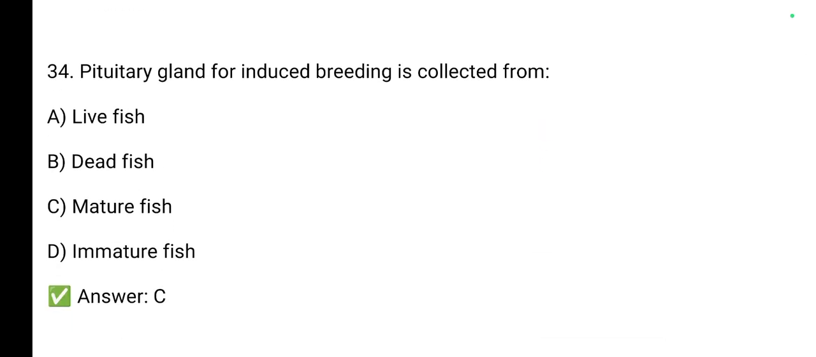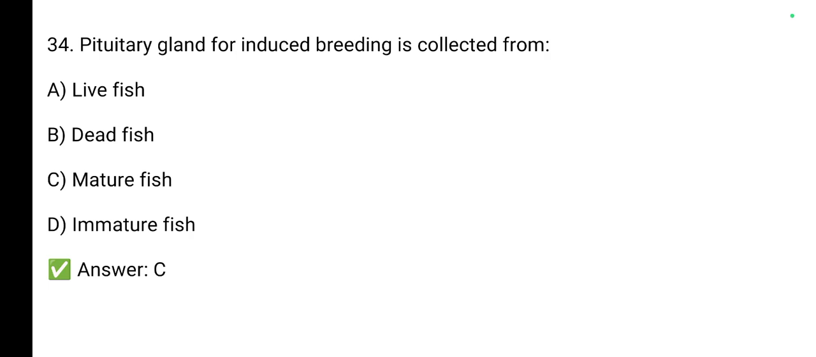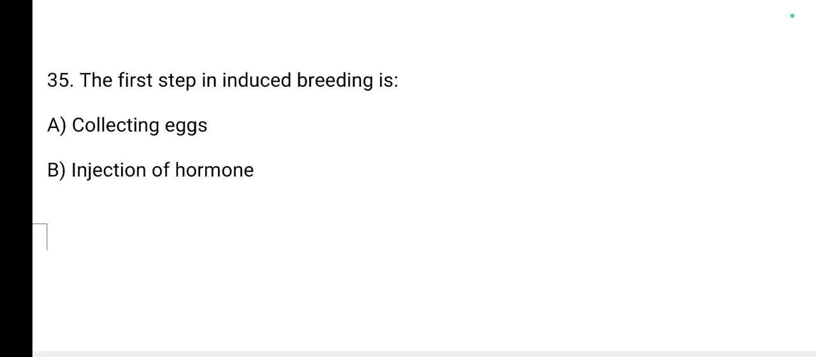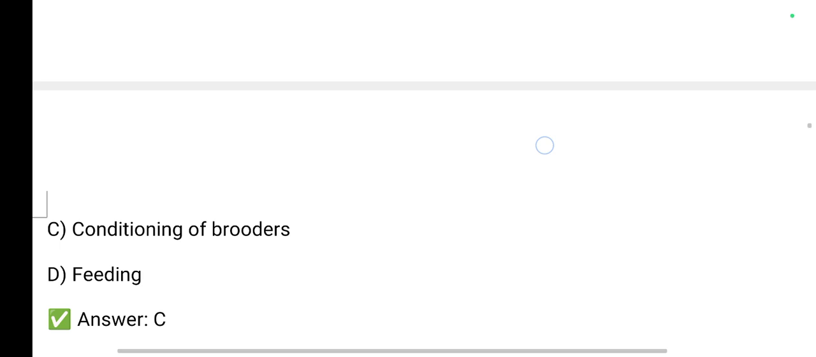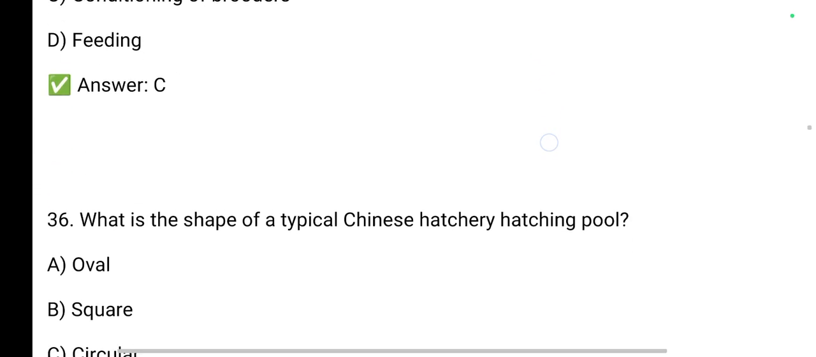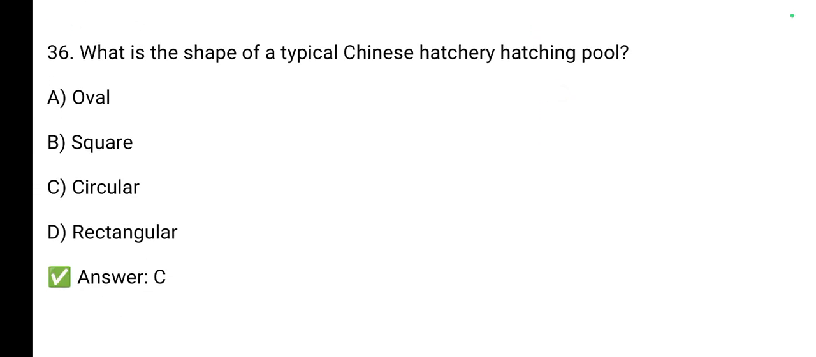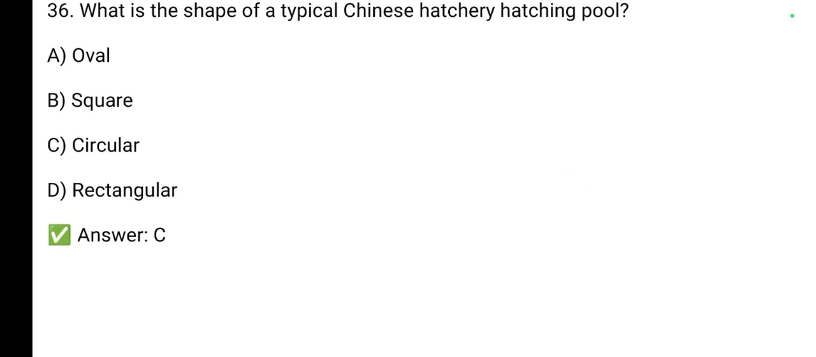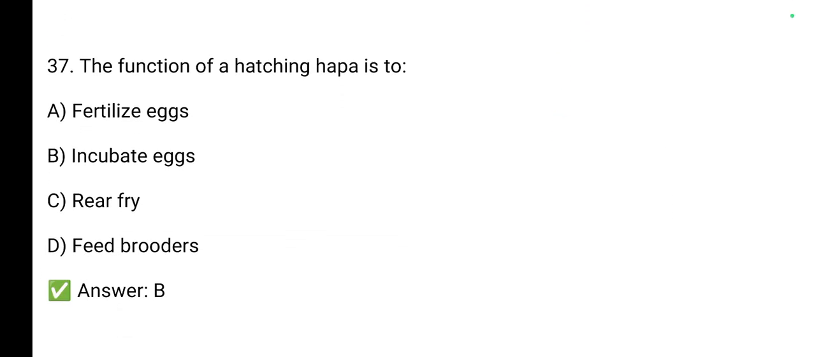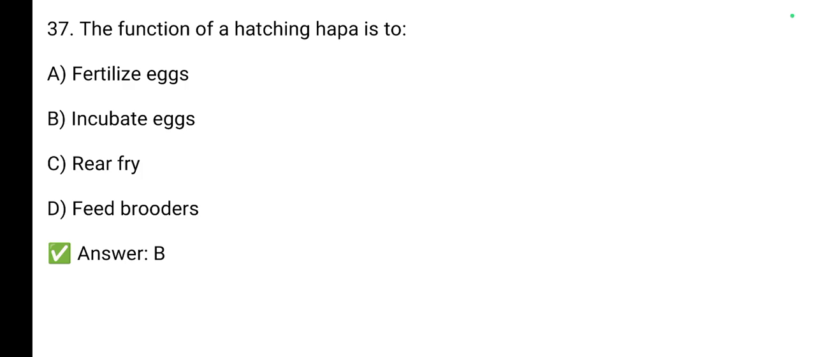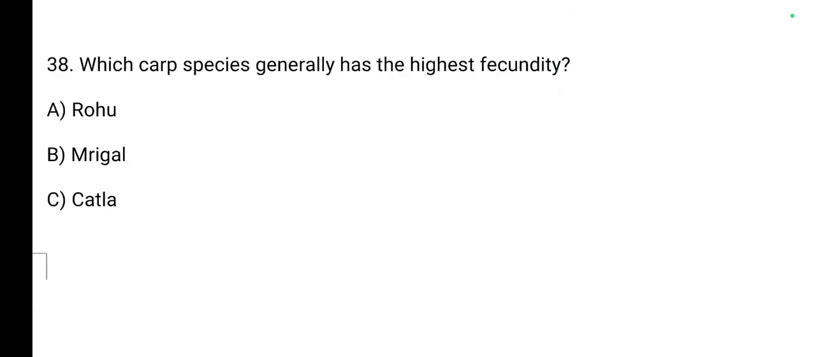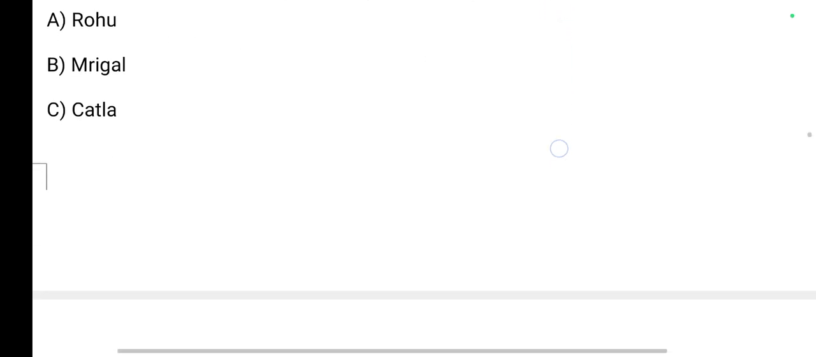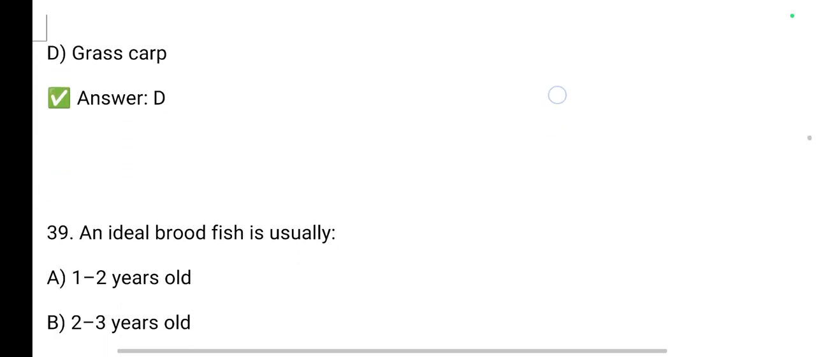Pituitary gland for induced breeding is collected from mature fish. First step in induced breeding is conditioning of brooders. What is the shape of a typical Chinese hatchery hatching pool? So it is circular shape. The function of hatching hapa is to incubate the eggs. Which carp species generally has the highest fecundity? So it is grass carp.